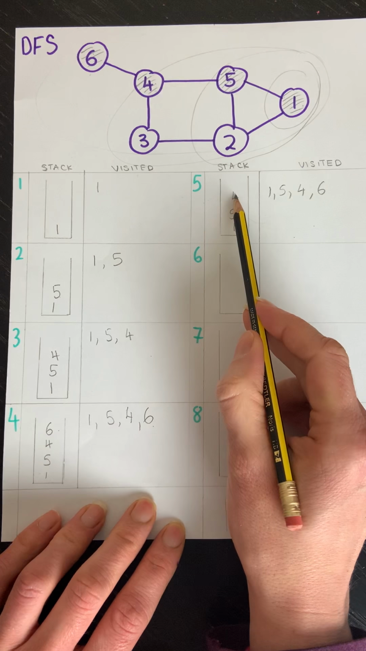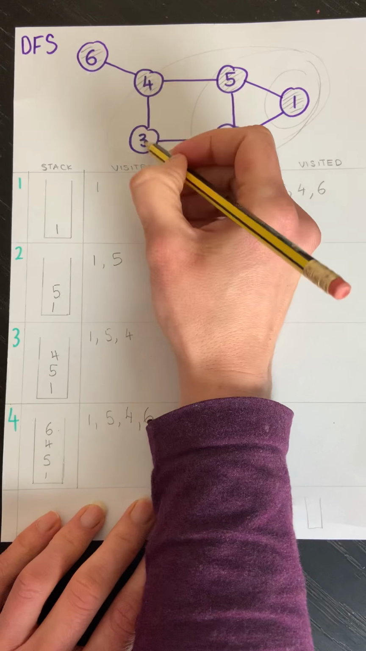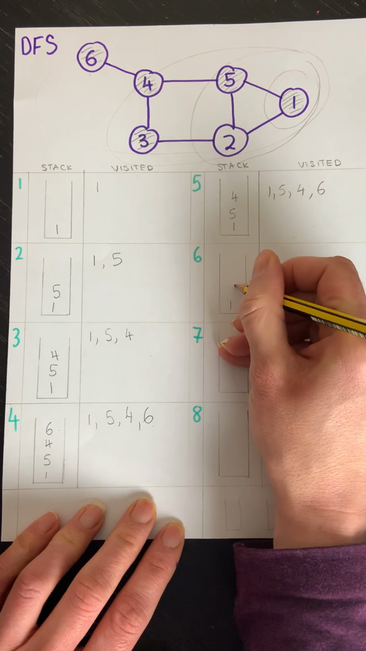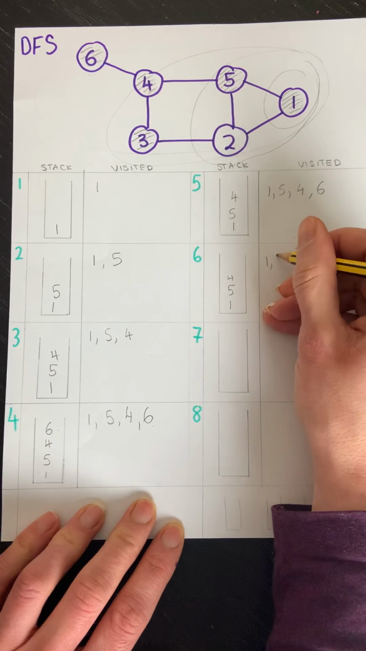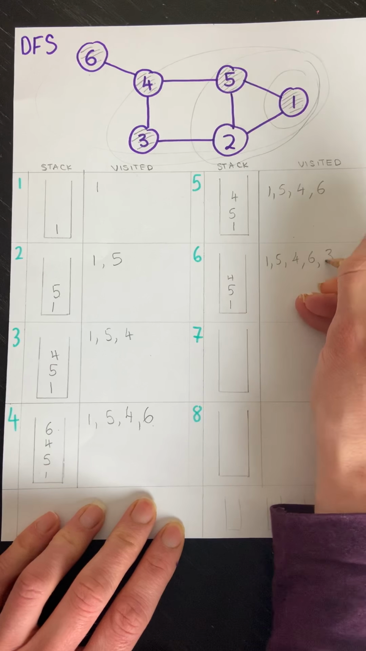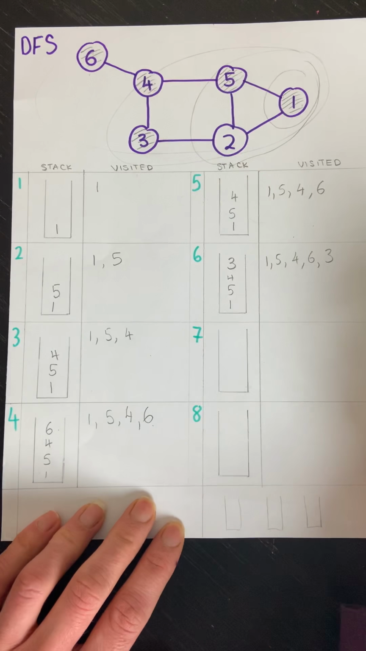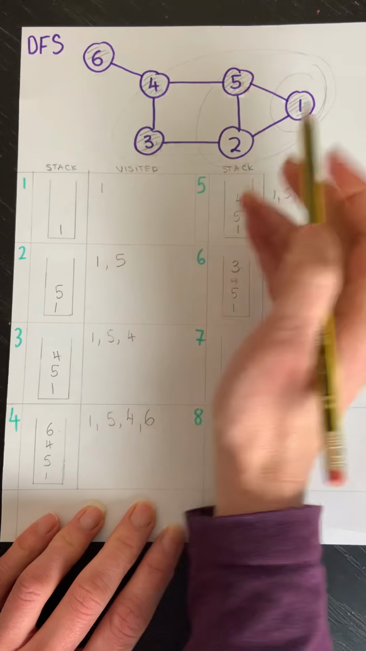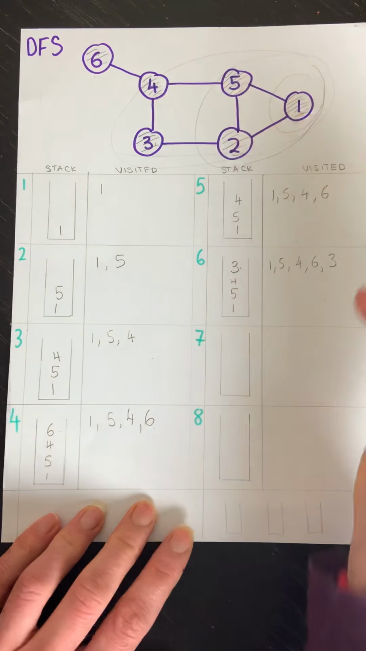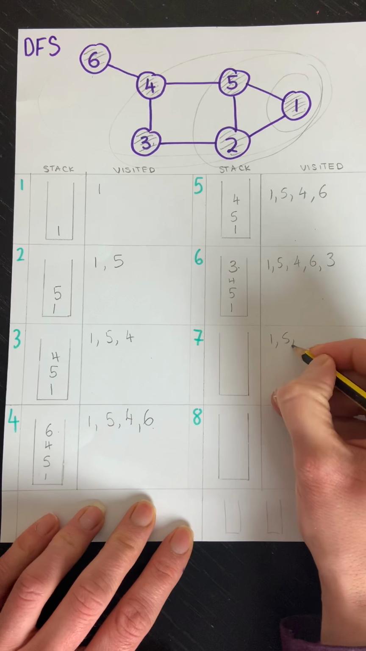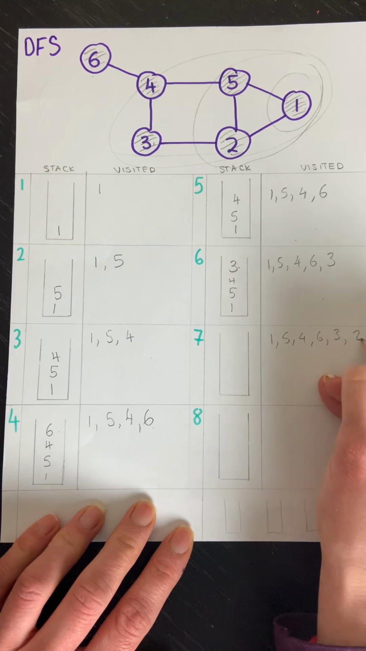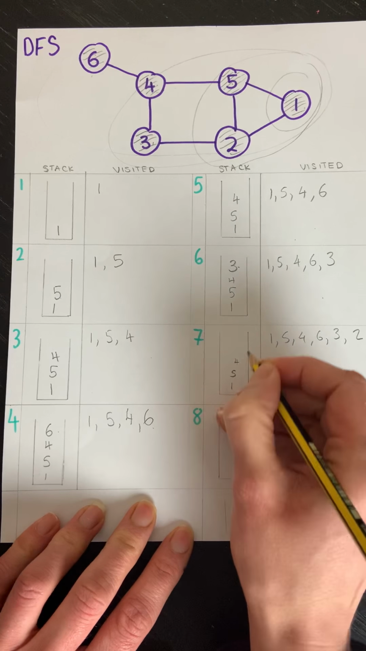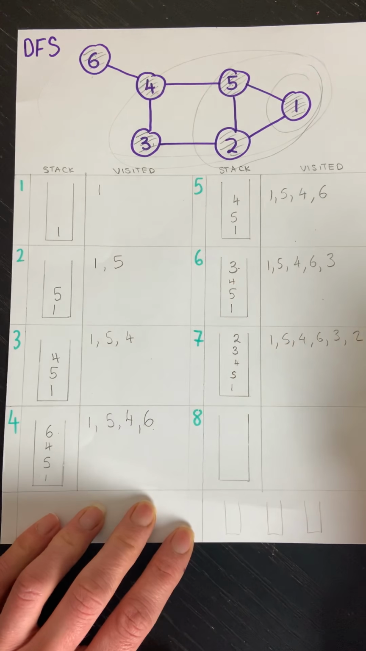Peek again, 4. 4 does have an unvisited child, that's 3. So 3 is now going to be added to our visited list and put at the top of the stack. Now we peek at 3, it has an unvisited child, 2. So 1, 5, 4, 6, 3, and then 2 is the last one to be marked as visited. And in the stack, we add 2.